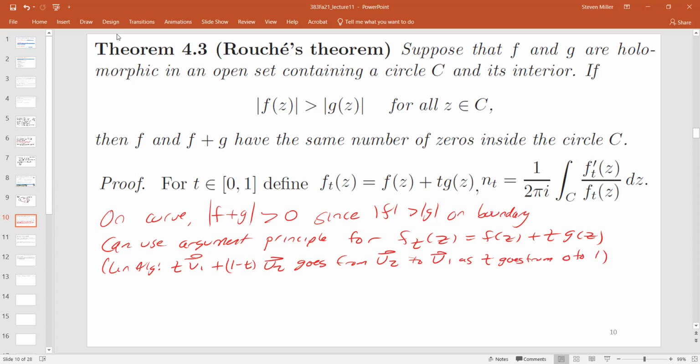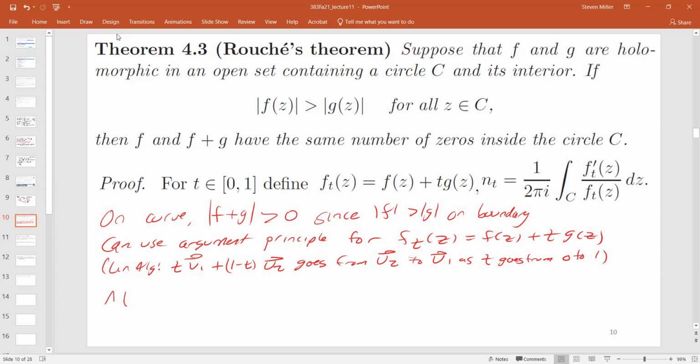You can do this for curves. You can do this for so many things. Every now and then we have a technique, and when you have a technique, that's a trick that you can use more than once. That's something that's worth isolating. That's something that's worth remembering. And so we look at these functions f_t, and now we use the argument principle. And that's where we get these N_t from.